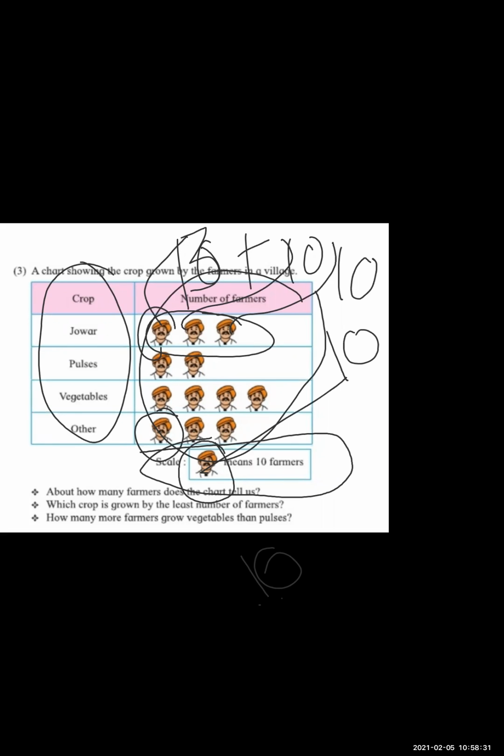Very nice. In the other column, same. 3 farmers are there, but one farmer we want to assume like 10 farmers. So 10 plus 10 plus 10 is equal to 30 farmers. Total 30 farmers. Clear?